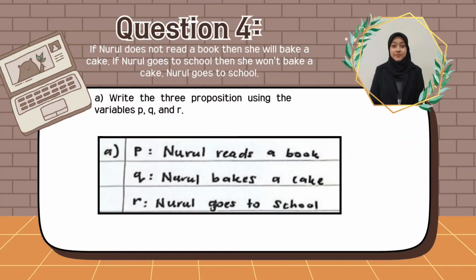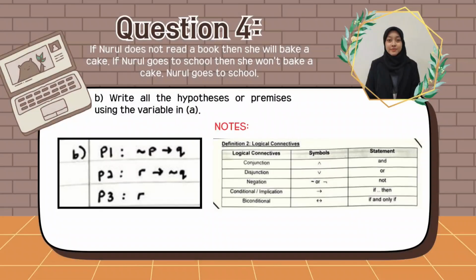Hi, my name is Afar Irina binti Abdul Malik, and I'll be the one presenting question 4, A, B, and C. If Nurul does not read a book, then she will bake a cake. If Nurul goes to school, then she won't bake a cake. Nurul goes to school. Question A is to write three propositions using the variables P, Q, and R. We'll let P represent Nurul reads a book, Q will be Nurul bakes a cake, and R will be Nurul goes to school. Next is B, is to write all hypotheses and premises using the variables in A.